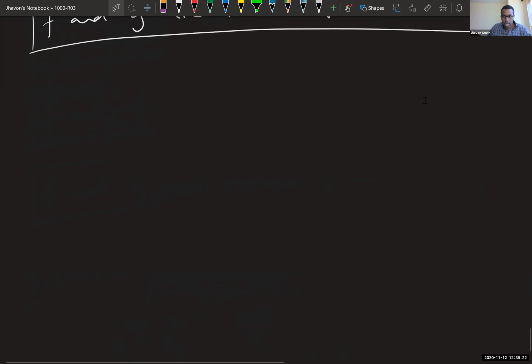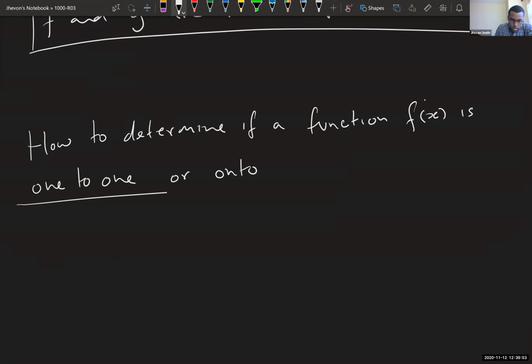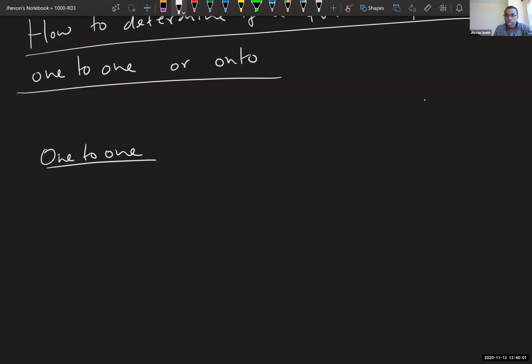Now, let's say to answer the question above, how to determine if a function f of x is 1 to 1 or onto. So let's talk about 1 to 1. There are two situations that you should know. For one, there's the graphical way.